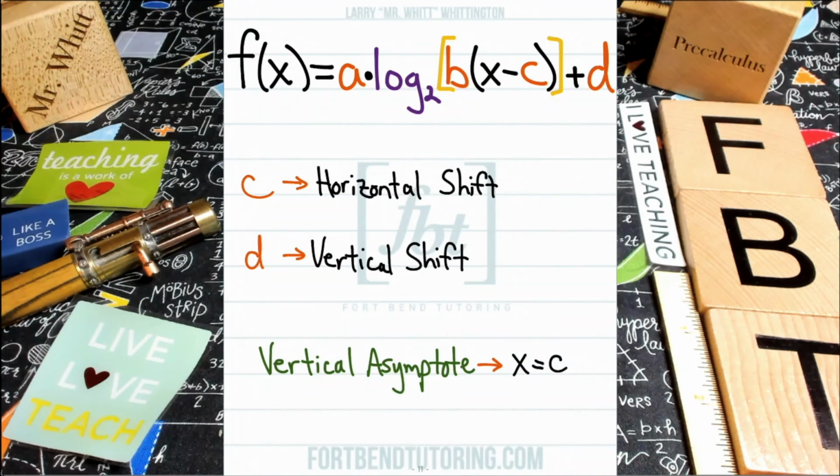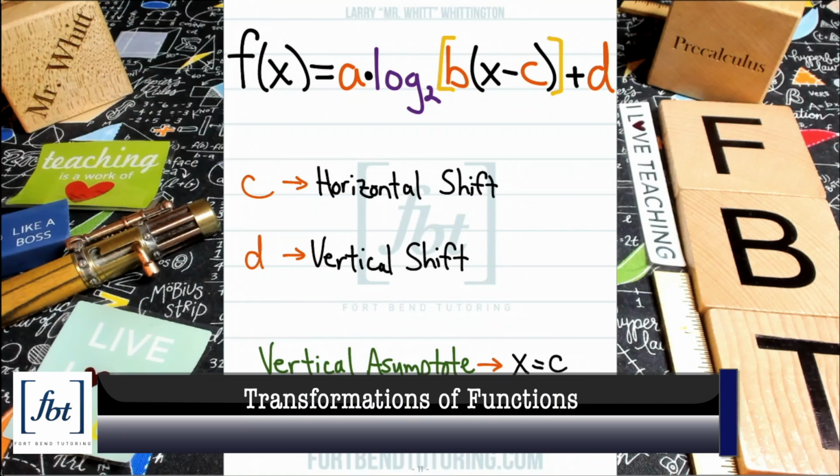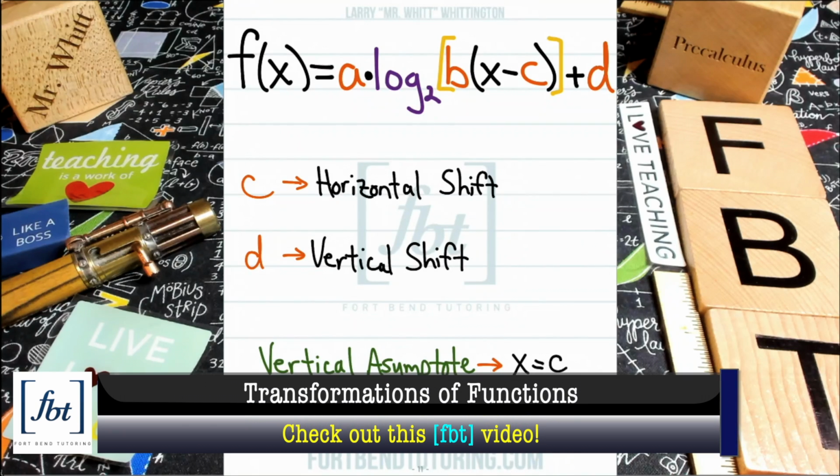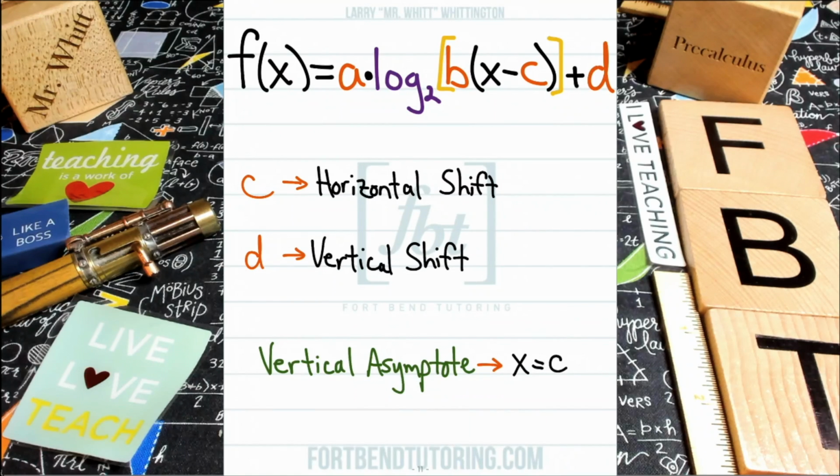Here, I'm going to continue on this next page where, for instance, the C value will tell you about your horizontal shift. The D value will be your vertical shift. In other words, move the graph up and down. We also have a video dialing into these transformations called transformations of functions, so make sure that you check that out. In this case, also, when it's expanded, when you have additional terms like this, you'll find that your vertical asymptote will be the equation x equals c.